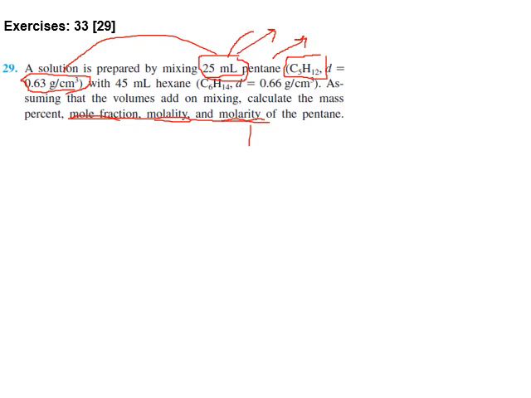So you want to figure out, first of all, how many moles you have of the pentane and divide it by liters of solution for the molarity. So the easiest way to do that is figure out how many moles you have of the pentane, and then divide that by, in this case, 0.07 liters. Because when you add 25 and 45, you get 70 milliliters, which is 0.07 liters. So divide the number of moles, which I'll leave blank on top, by 0.07 liters. And that will give you your molarity.